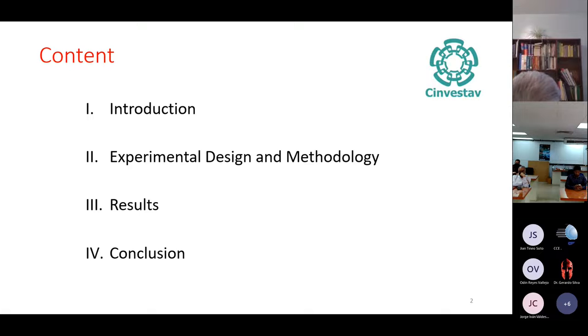So the content of the talk will be: I will try to give a brief introduction to describe the properties of the material that we want to obtain and why it is important. Then how we designed the experiments that have to be done, the methodology for obtaining the characteristics that we wanted to observe. I am not showing all the measurements that we made in order to focus only on the band gap and the stability of the materials that we are preparing. Then I will show the results and the conclusion.